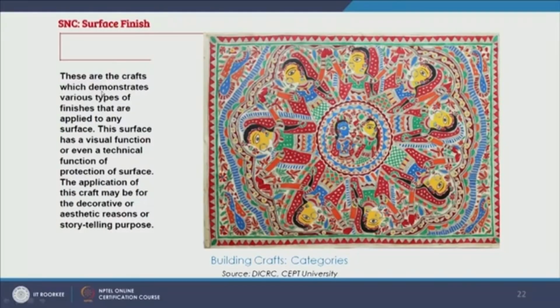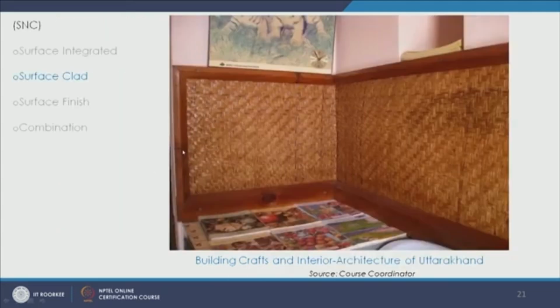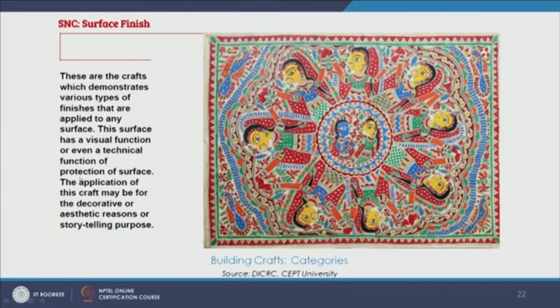So these are the crafts which demonstrate various types of finishes that are applied to any surface. We see a beautiful Madhubani over here. This surface has a visual function or even a technical function of protection of surface. So going back to the slide, now ringal has damp proofing properties and usually it was used on floors, but now people are also using it on partition screens, on walls, as cladding on surfaces. Again, it helps in protection of the surface underneath it from water, specifically in this case. So even a technical function of protection of surface.